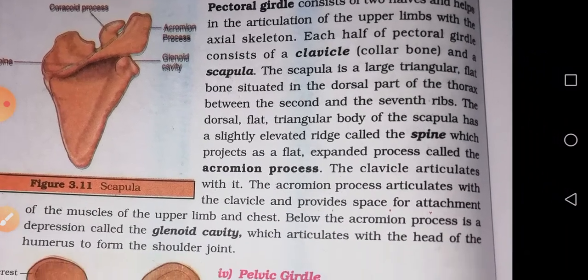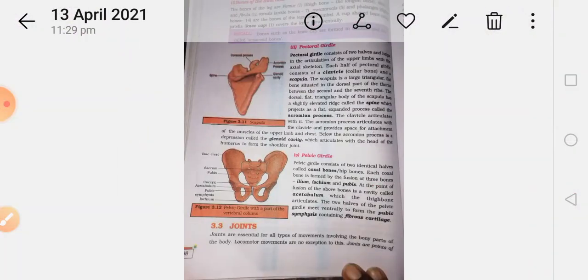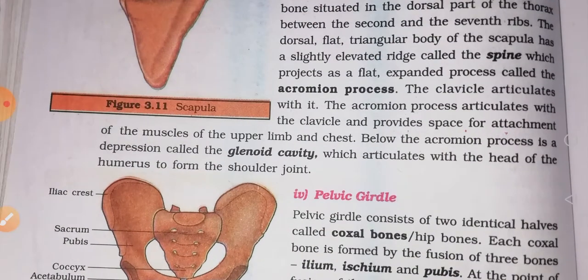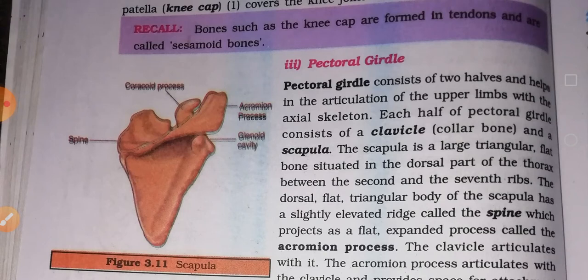Next one is the pectoral girdle. The pectoral girdle consists of two halves and helps in the articulation of the upper limbs with the axial skeleton. Each half of the pectoral girdle consists of the clavicle, which is also known as the collarbone, and a scapula. The scapula is at the back. The clavicle is nothing but the collarbone.